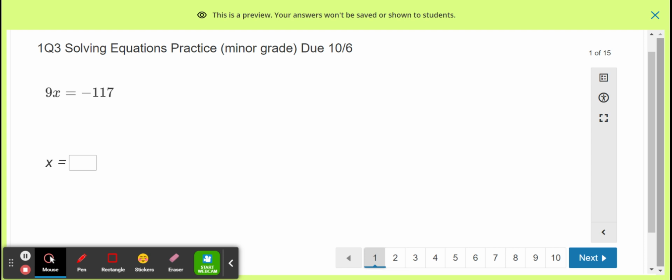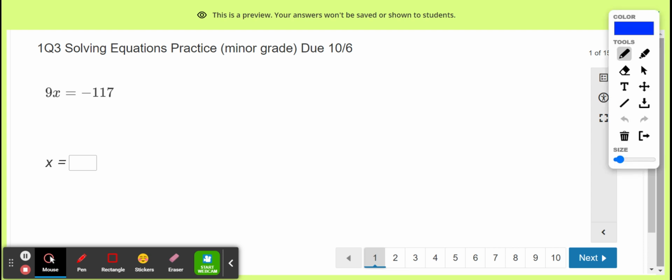Taking a look at the first one, let's start with writing the equation down, and we're going to separate the left side from the right side at the equal sign. So this is just one step. The variable is multiplied by 9, so we're going to divide both sides by 9.